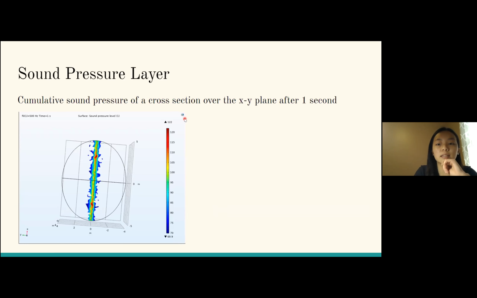Here we can see the sound pressure level. So this shows the cumulative sound pressure of a cross-section across the XY plane. The sound here is measured in decibels. We can notice that the sound converges on these red spots, which are where the foci lie.